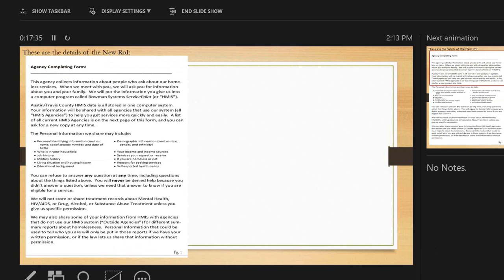Okay, so agency completing form. This agency collects information about people who ask about our homeless services. When we meet with you, we will ask you for information about you and your family. We will put the information you give us into a computer program called Bowman System ServicePoint, or HMIS. Austin-Travis County HMIS data is all stored in one computer system. Your information will be shared with all agencies that use our system, all HMIS agencies, to help you get services more quickly and easily. A list of all current HMIS agencies is on the next page of this form, and you can ask for a new copy at any time.